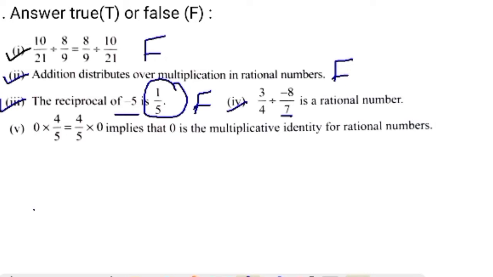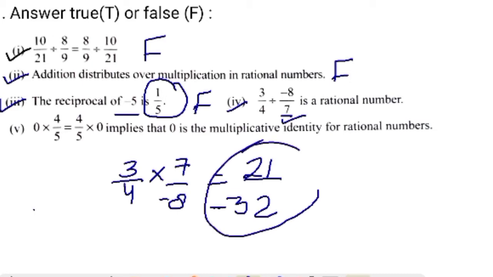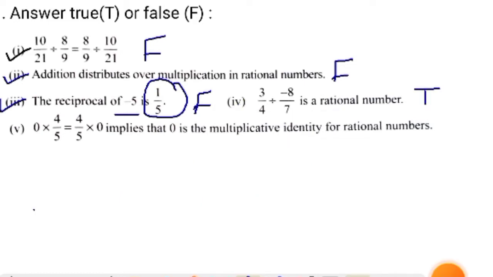Next, fourth part, 3 by 4 divided by minus 8 upon 7. Multiply its reciprocal, 7 upon minus 8. So this is 3 7s are 21 upon 4 8s are 32. Okay. So this is also a rational number. This has a minus sign. This is also a rational number, and they said it is a rational number. So this is true.